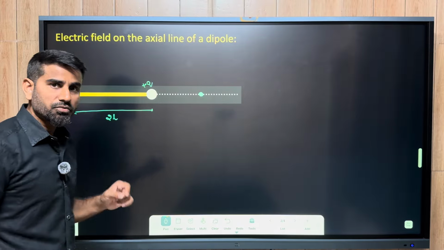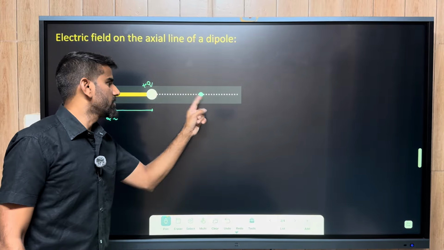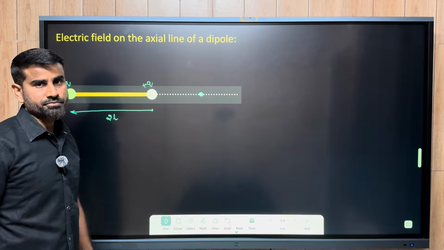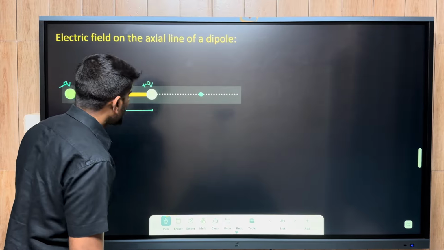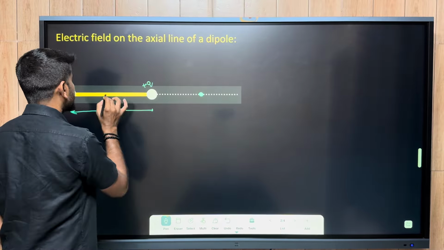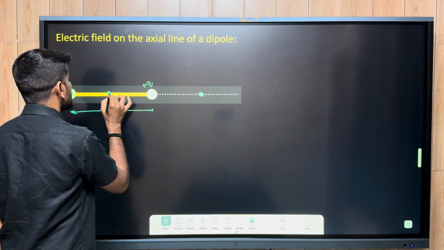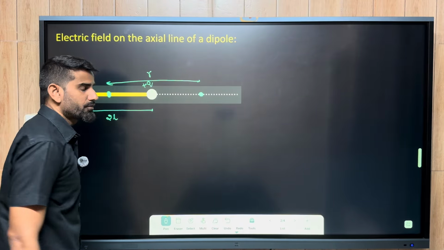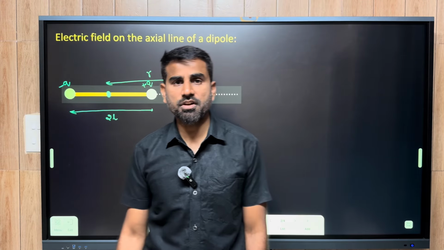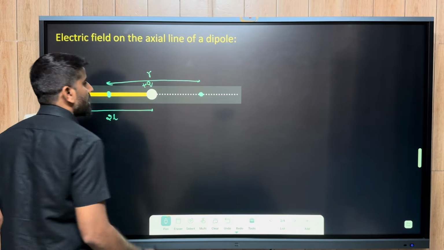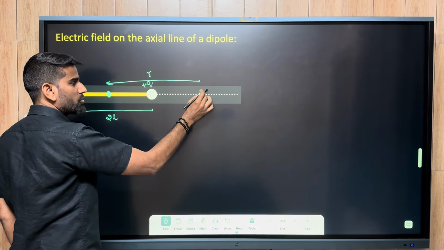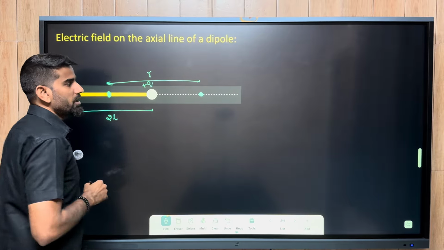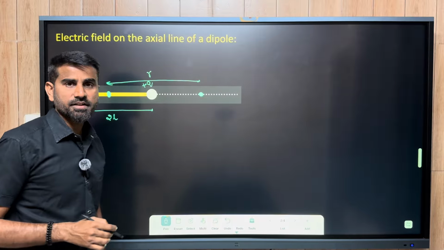Somewhere here, we are going to find the electric field equation at this point due to this entire system of two charges, the dipole. Let us assume this point is a distance R away from the center of the dipole. At this point only we are going to find the electric field. So this point's distance from the center of the dipole is R.